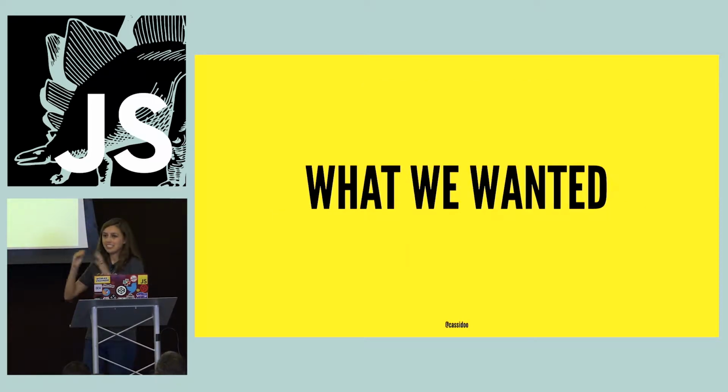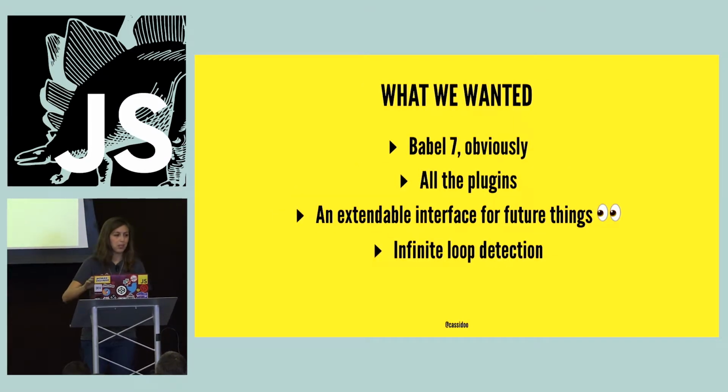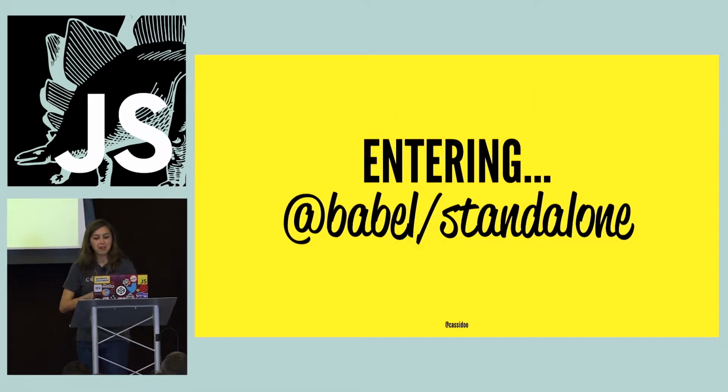So what we wanted was to fix all of these things. We wanted the most modern Babel available, which was Babel 7. We wanted access to all of the different plugins, so you wouldn't have to check every single one that you wanted. We wanted it to just work. We wanted it to be extensible, so that way you could add things later, which I can't fully talk about now, but cool things coming to extend it. And we also wanted to add that infinite loop detection, so that way things wouldn't crash and burn if you accidentally wrote while true. So we found this great thing called Babel Standalone.